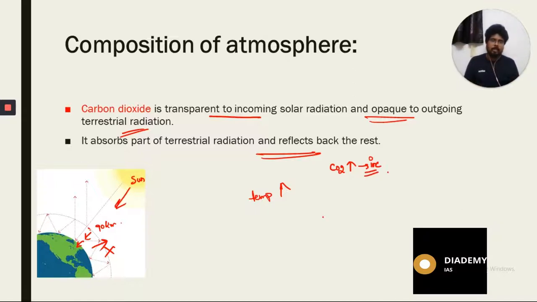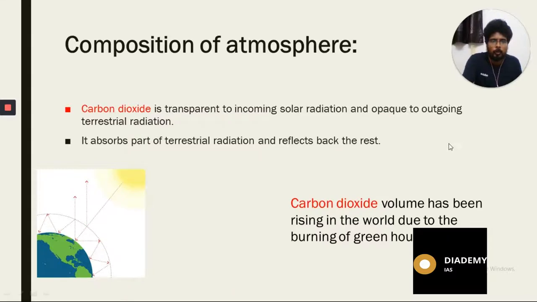Why is it increasing? Because of the burning of fossil fuels. Because of burning of fossil fuels, the carbon dioxide in the Earth is increasing. And because of this, more and more heat is getting trapped in the Earth's atmosphere. Okay? That is what is happening. So more carbon dioxide is not good for us. The volume has been rising.